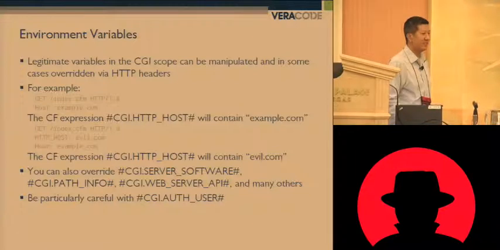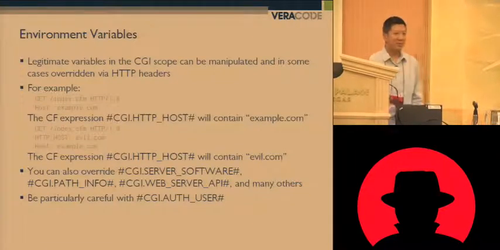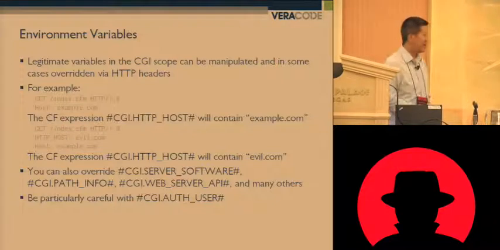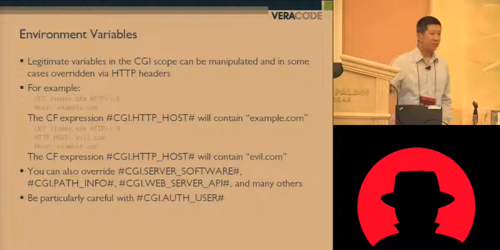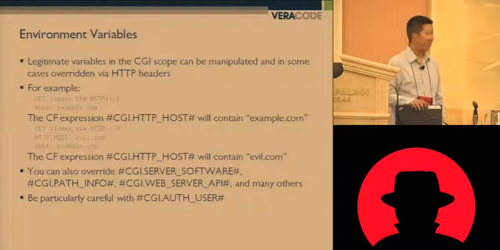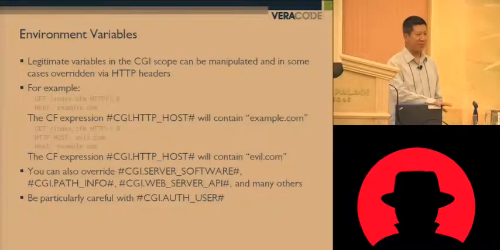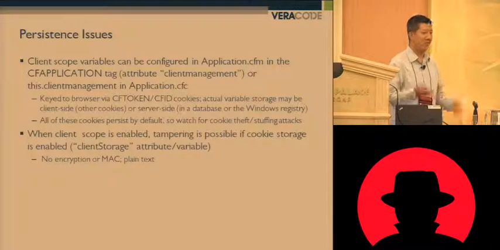You can override CGI.authUser, which doesn't seem like something you should be able to override, but yet you can. If you're deploying this in a situation where you're using basic auth or NTLM auth and the actual authenticated username is stored in a CGI variable, you want to make sure not to use auth user. You want to make sure to use remote user. It'll be populated the same way for either one, but remote user is not overridable, and auth user is. Again, no idea why.